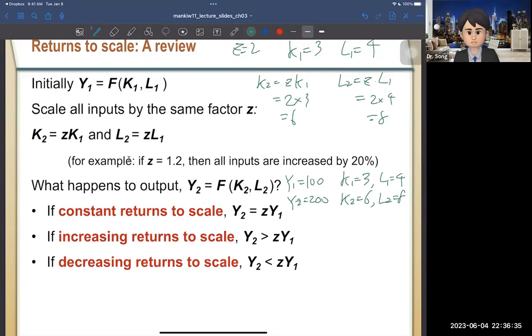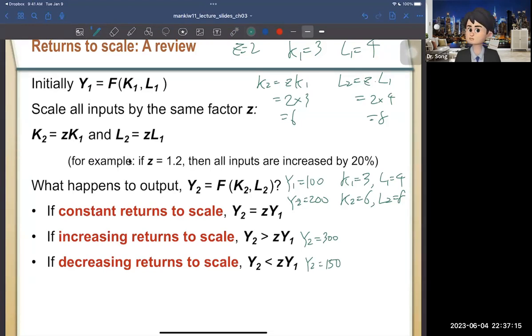Then the other 2 are straightforward. So increasing returns to scale means that you double the input, but somehow the output is more than double, such as 300. That's increasing returns to scale. Again, you double the input, right? So from K1 to K2, L1 to L2, you double the input, but then the output is triple, that is increasing returns to scale. On the other hand, decreasing returns to scale is that you double the input, but the output is less than double, such as Y2 equals 150. Okay, so increased by 50%, so 150% only. Okay, so then that is decreasing returns to scale.